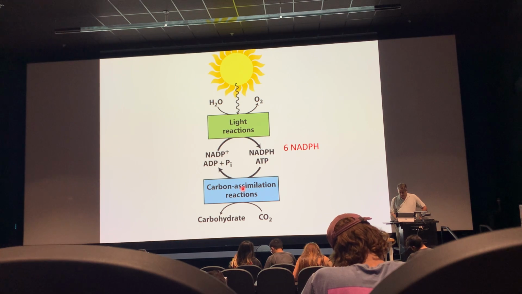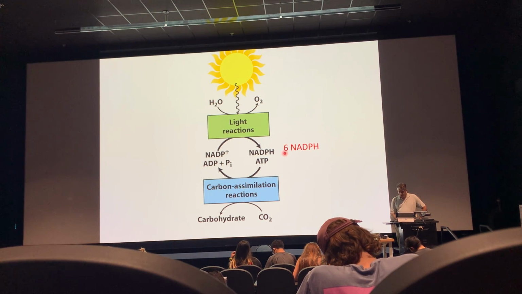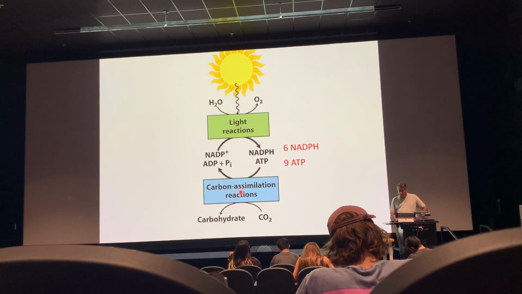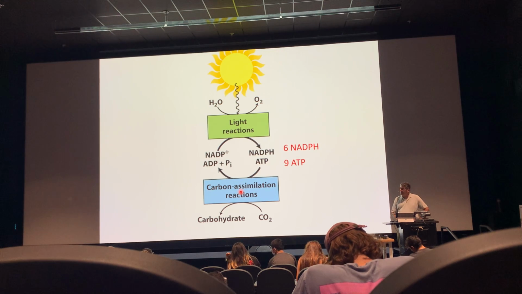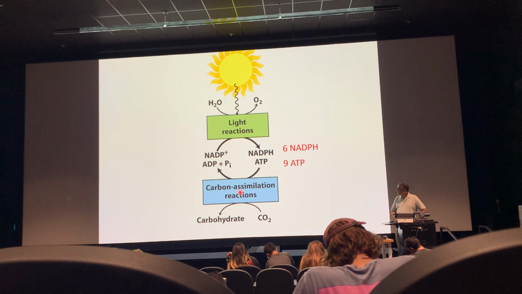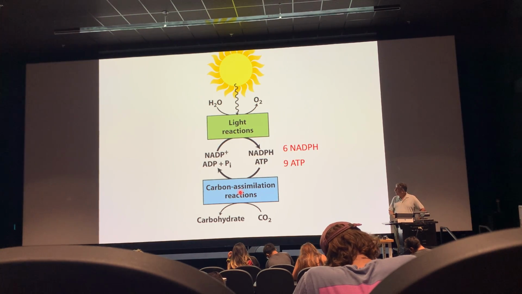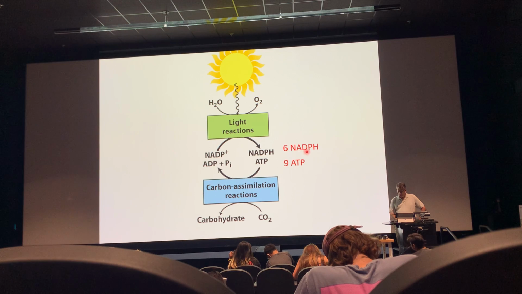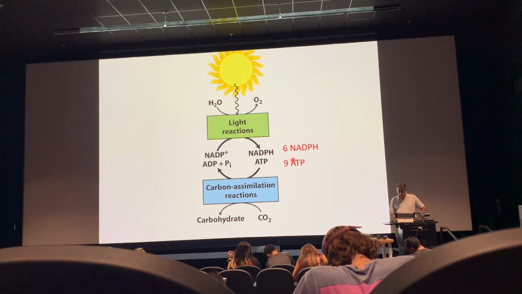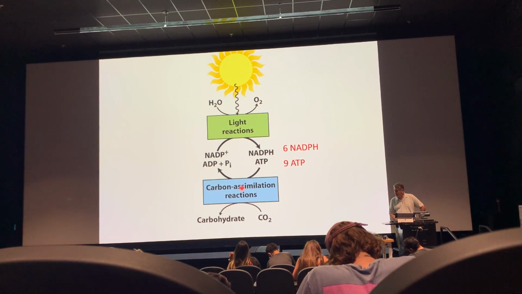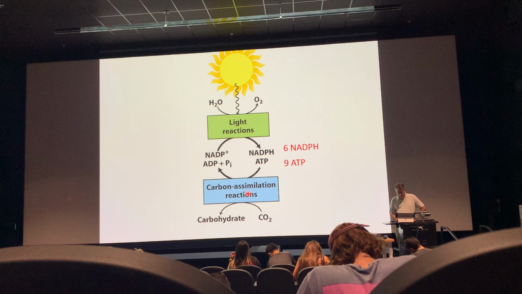To run this reaction, you need 6 NADPHs for every 9 ATP. So I need you to know that ratio. That's a 3-to-2 ratio. You need 3 ATPs for every 2 NADPHs. So the light reactions produce these things in these ratios, and the carbon assimilation reactions consume them in precisely those ratios.